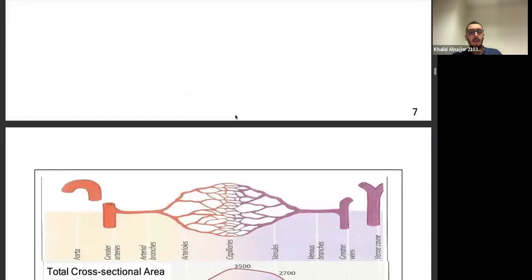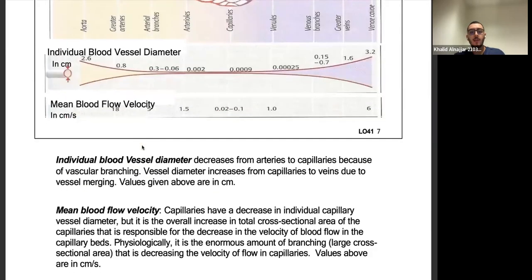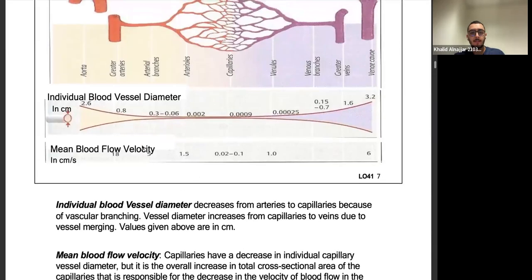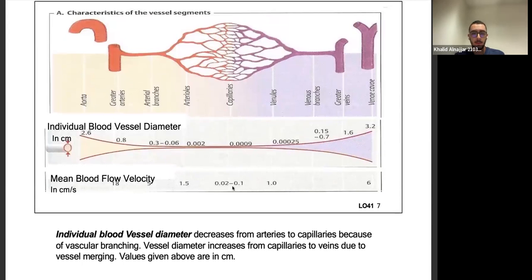Okay. And if I'm going to go back to the velocity right here, interestingly, what controls the blood flow velocity? It's not the diameter, it's the cross-sectional area. Okay. So you would think that the smaller the diameter is, the more the speed is. But no, it's the opposite. It's completely the opposite. The wider the vessel is, the faster the blood flow in that vessel is.